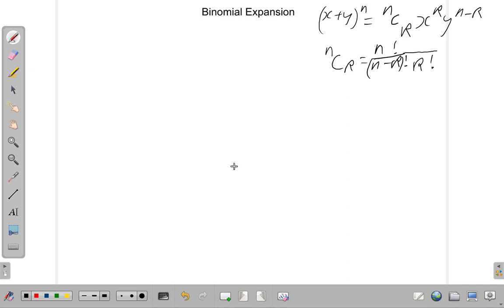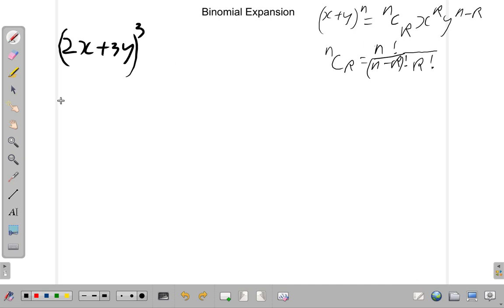Let's continue binomial expansion by looking at an example. Suppose you have 2x plus 3y, and that is raised to the power of 3. Now, without having to multiply out the 3 brackets, what we do is look at the formula over here on the right. Here, 2x is the first term, just like the x here, and 3y is the second term.